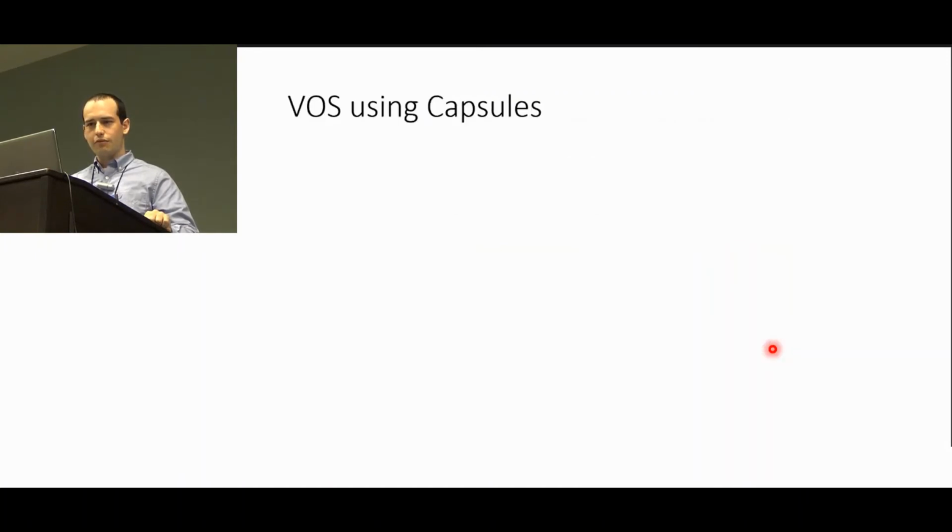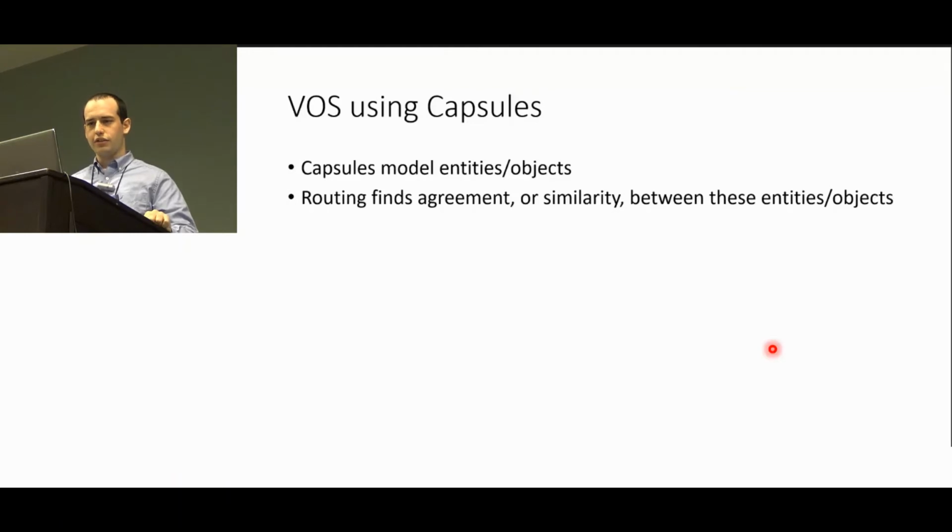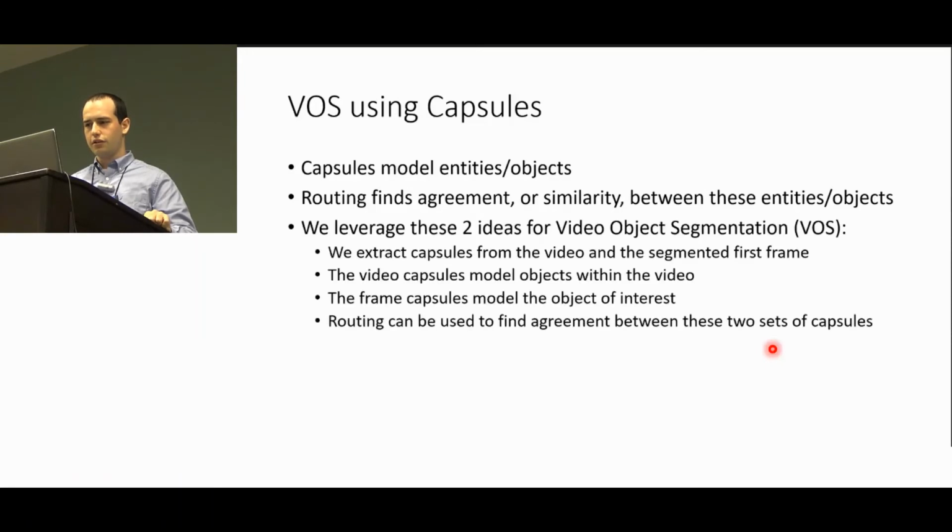If we want to do this in a capsule framework, we can again think of capsules as modeling different entities within the inputs. And we could say routing by agreement finds agreement between these different entities. So if we leverage both of these ideas, we can use capsule networks for this task. We once again create a set of video capsules, then a set of frame capsules. The video capsules will model different objects within the video, while the frame capsules will model the object of interest in the first frame. Routing by agreement can then find the agreement between these sets of capsules.